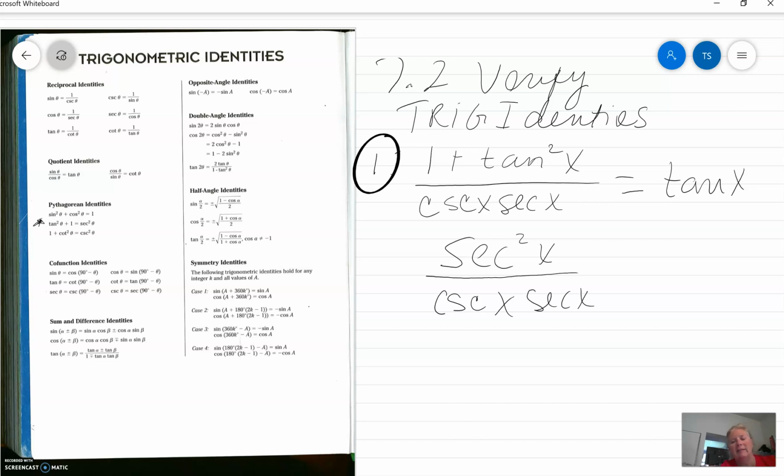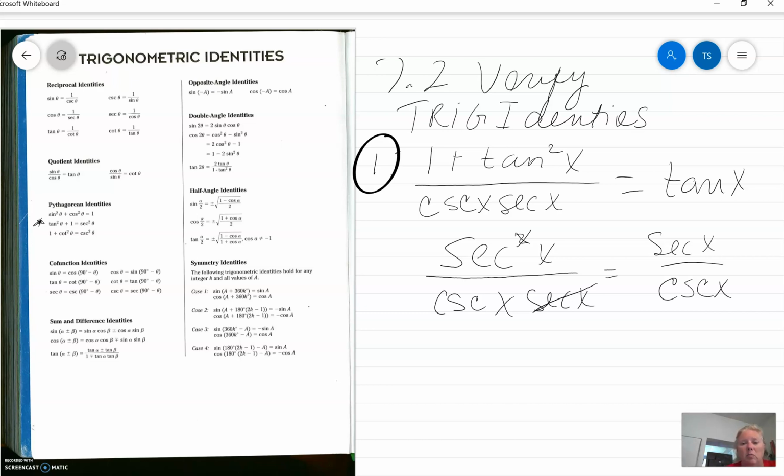I'm leaving the x's in. Sometimes I get lazy and drop them, sometimes I don't, but don't let that confuse you. So I've got secant squared over a secant. This secant x will cancel and the squared part will cancel, leaving me with secant x over cosecant x. From there, I'm going to use the reciprocal identities and see what we can do.